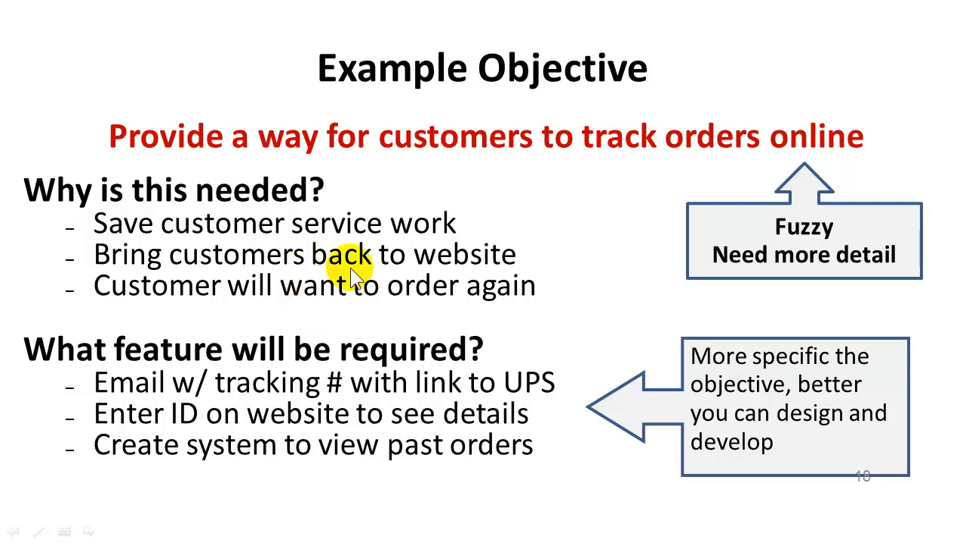Alright, getting back to this relatively fuzzy goal. Here's an example of more specific objectives. What we need to do is provide the ability to deliver an email with a tracking ID with a link to UPS. We've all probably received that from eBay if we've ordered something on eBay. This is a way for customers to track orders. It's one way, and it's via an email message.